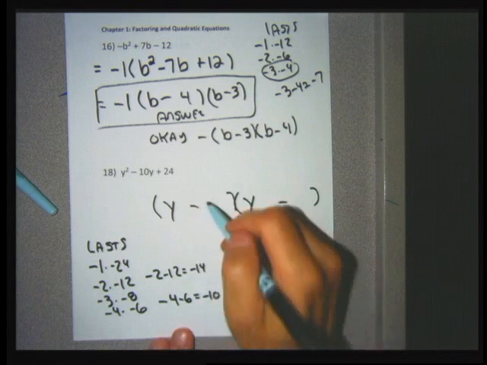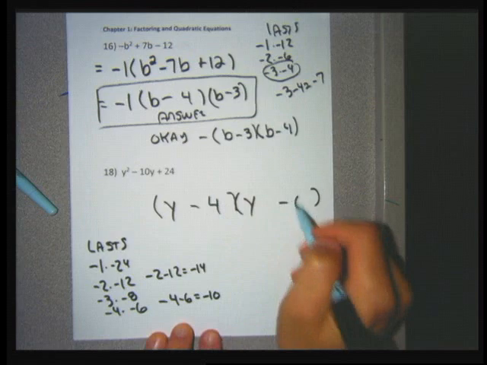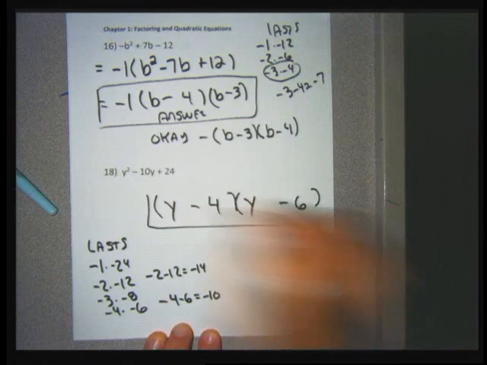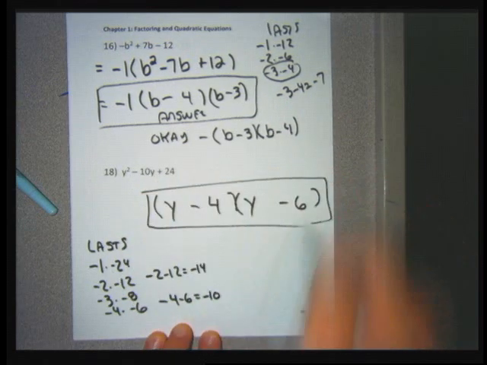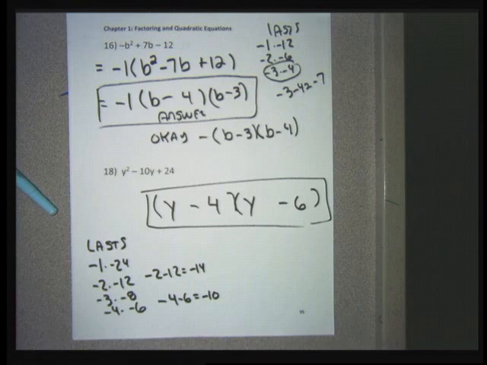So in here, one parentheses gets a 4, the other parentheses gets the 6, and you definitely could have written y minus 6 times y minus 4. That would have been equally correct.